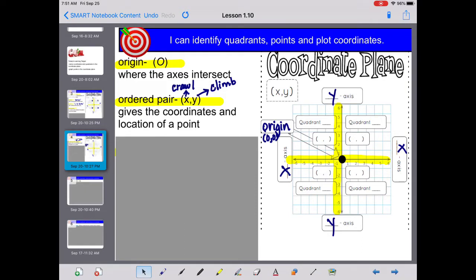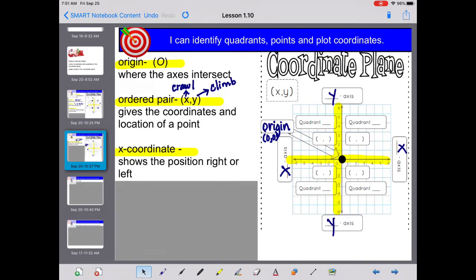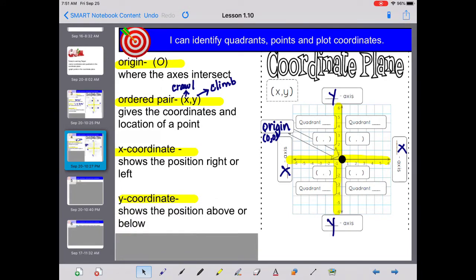Think of it as when you were a child. When you were a child, you learned how to crawl first, and then you learned how to climb up or down steps. Crawl before you climb. That's the mnemonic device we're going to use to remember how to locate points on the axis. So your x-axis shows the position to the right or to the left. We always start here at the origin when we're plotting ordered pairs. And then we do our x-coordinate first. Then we use the y-coordinate, which shows the position above or below the axis.